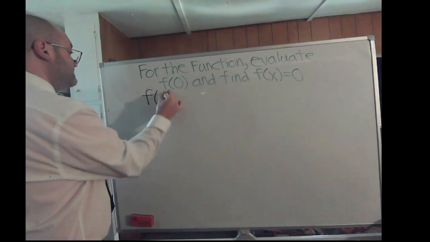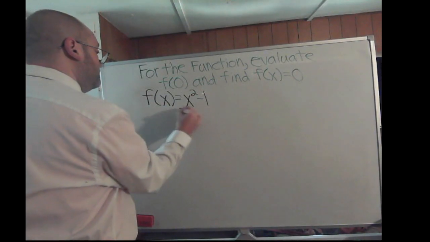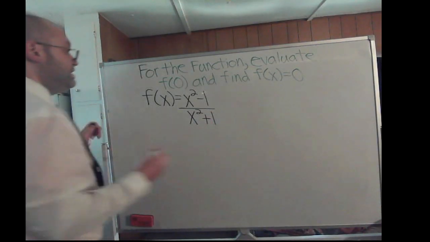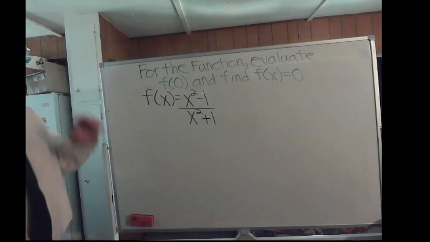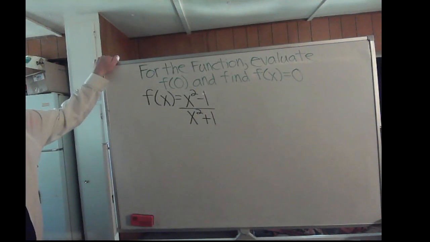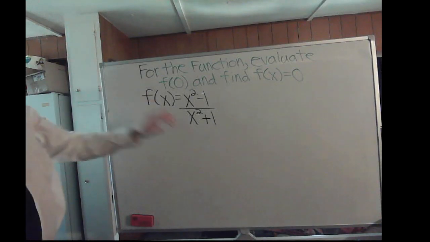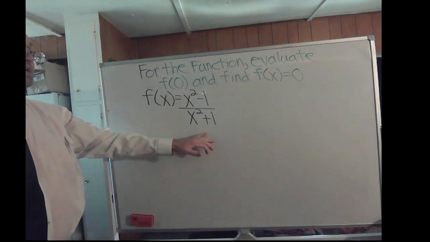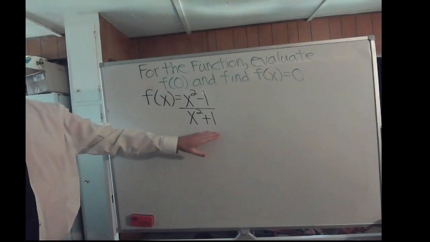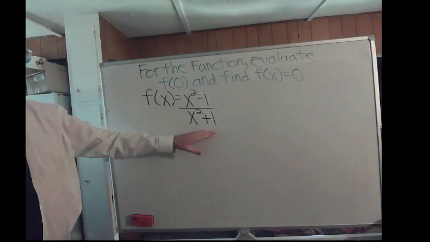f of x equals x squared minus 1 over x squared plus 1. This one might seem a bit tricky at first, because we do have a variable in the denominator. But think of any real number values you put in for x. There is nothing that'll make the denominator undefined, because x squared plus 1 does not factor over the real numbers. There is no real number solution for x.